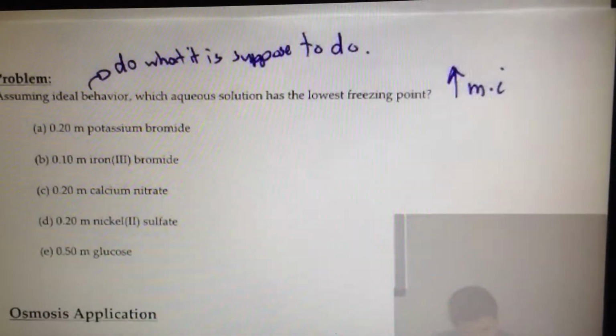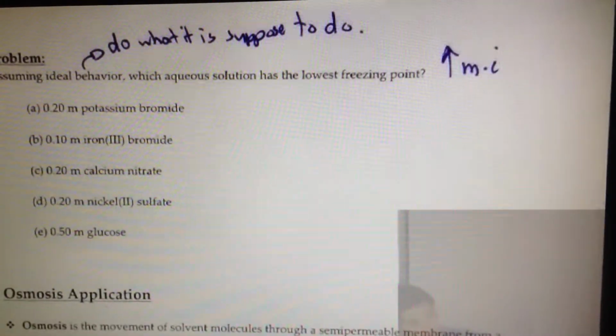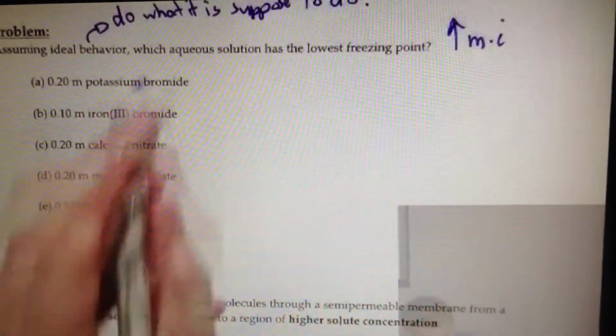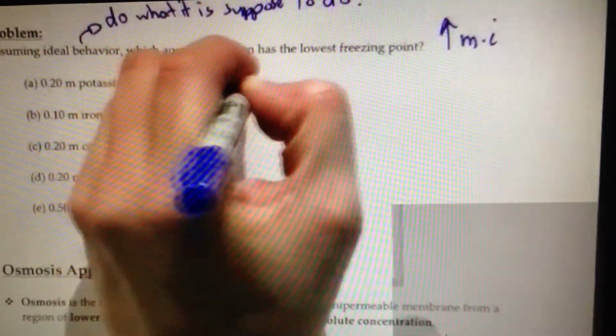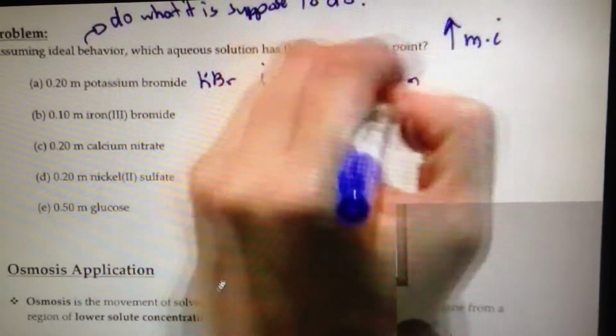Okay? So here we go. Potassium bromide, what's the i value for that? 2, right? It's KBr. So that means i equals 2. So 0.20 molal times 2 equals 0.4.